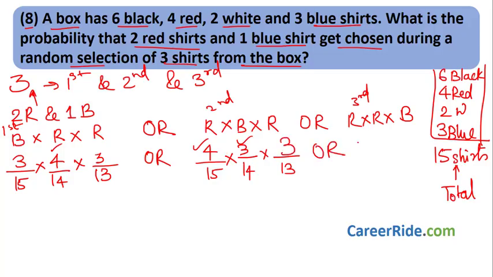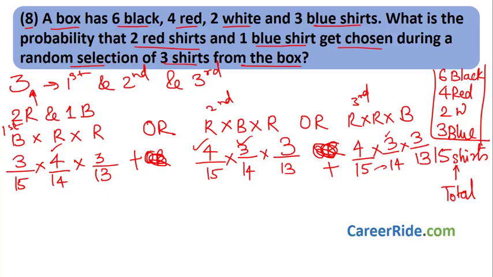Or I can choose a red shirt, 4 by 15 multiplied by, again I choose a red shirt, already one red shirt is gone, so only 3 remain divided by 15, one shirt is already in my hand, so now it would be 14 multiplied by blue shirt, 3 blue shirts are there, divided by, out of 14 again one shirt has already been chosen over here, so only 13 remain. What you will have over here? Or is nothing but addition.